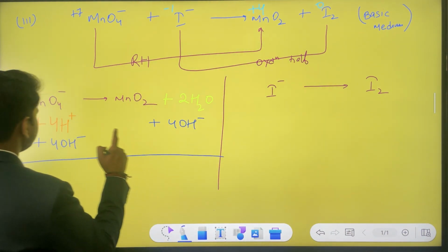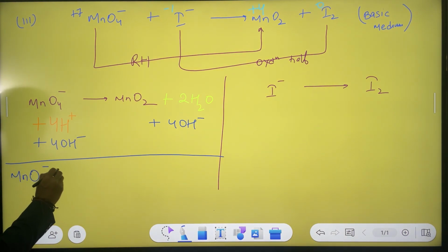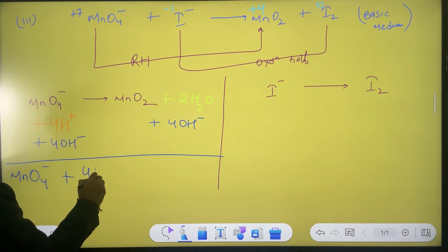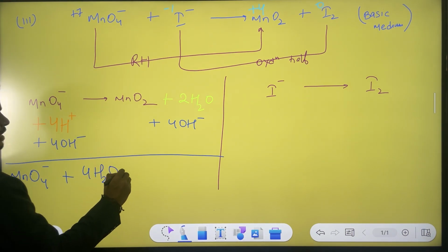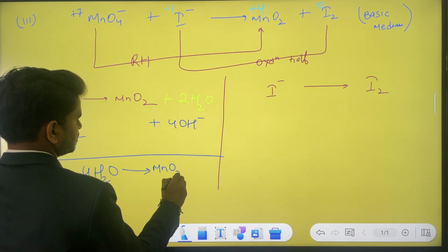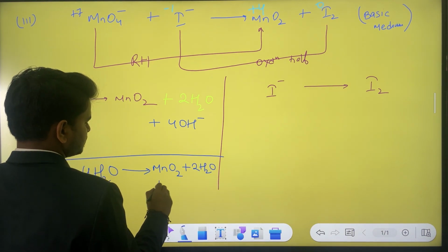So I am going to write a new equation. We will have MnO4 minus plus 4H2O, which will give you MnO2 plus 2H2O plus 4OH minus.